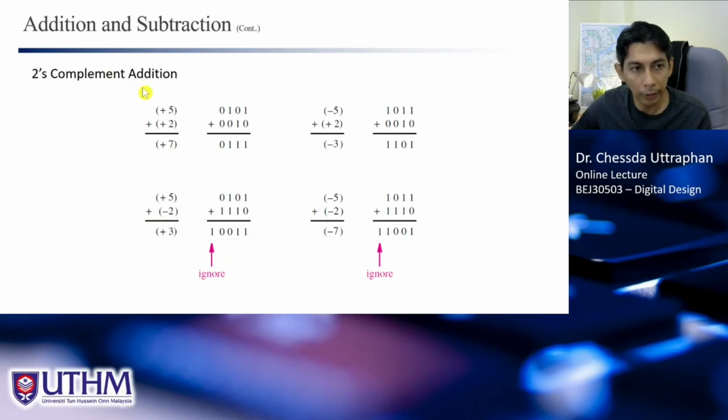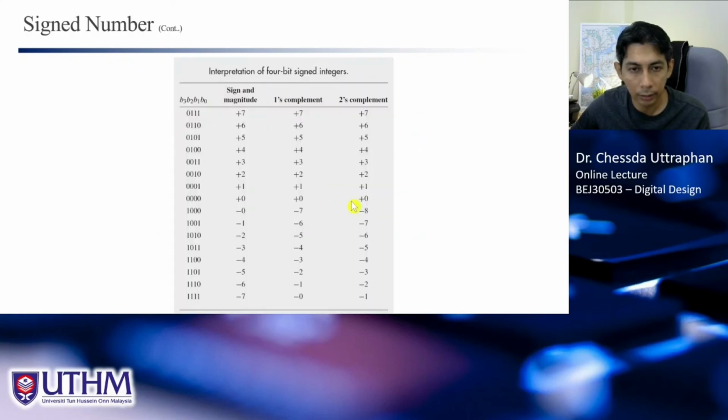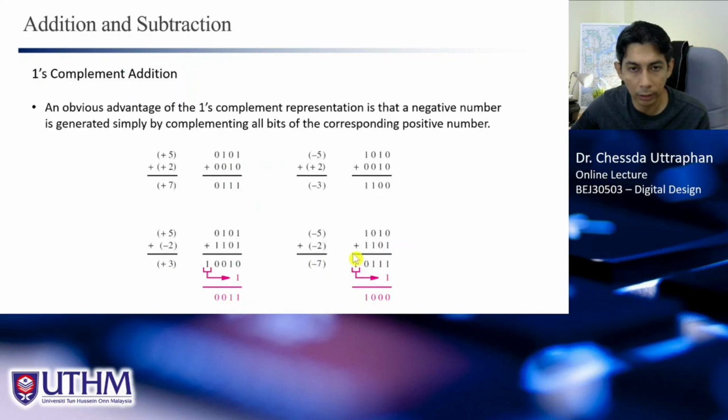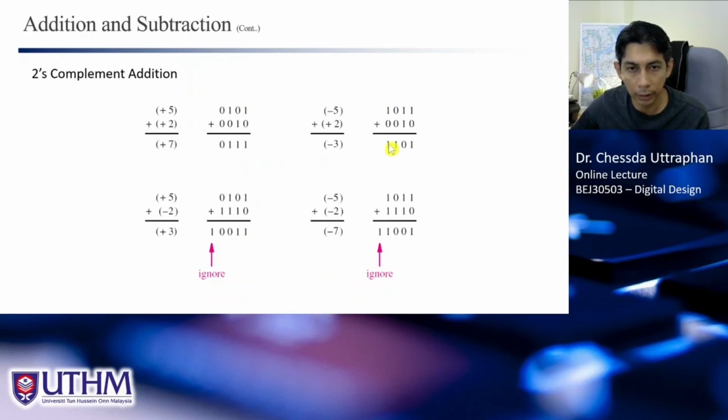So for second complement addition, this one is easy, 5 plus 2. Just using the adder, 5 plus 2, we have 7, no issue. This is minus 5 plus positive 2. Again we use adder, and we have minus 3. Is it minus 3? Minus 3, where is it? Minus 3, 1, 1, 0, 1. Yes, 1, 1, 0, 1 is minus 3. No issue.